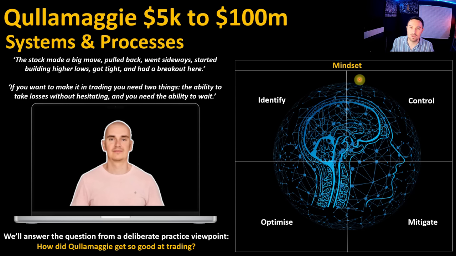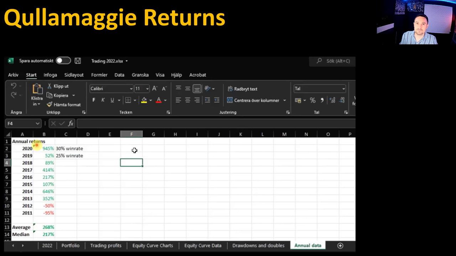And with all of that out the way, let's start getting into the systems and processes for how Qullamaggie turned 5 grand into $100 million.